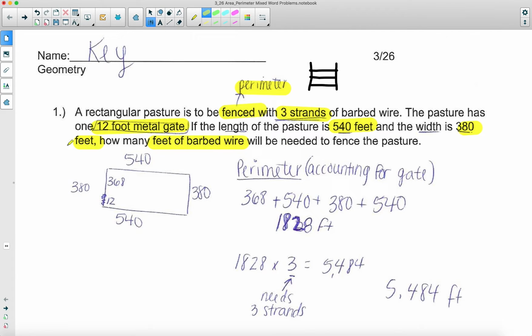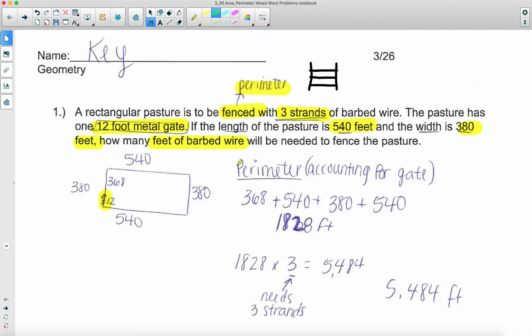The first thing I did was draw this little diagram. It's a rectangle, so I sketched my rectangle, length of 540, width of 380. Here's my 540, here's my 540, my 380 over here. On the opposite side, in total it has to be 380 feet. But I accounted for a 12-foot gate right here, so I did 380 minus 12.